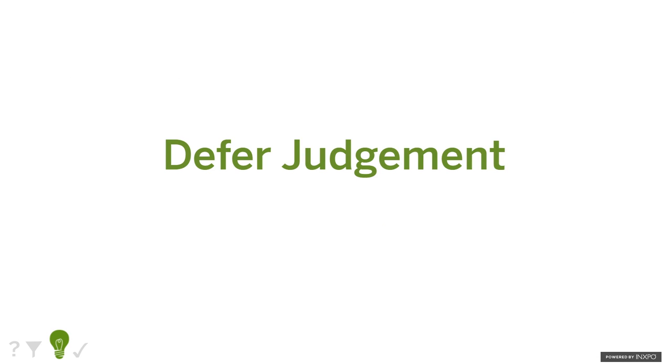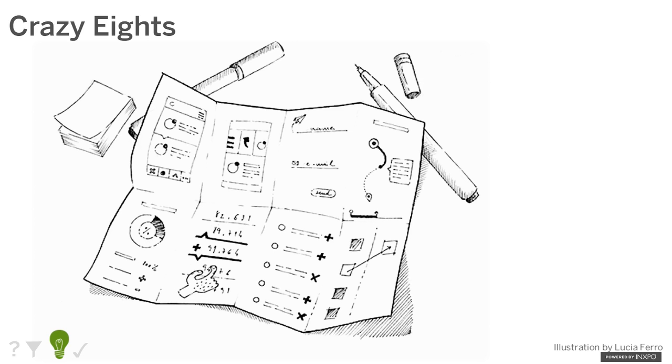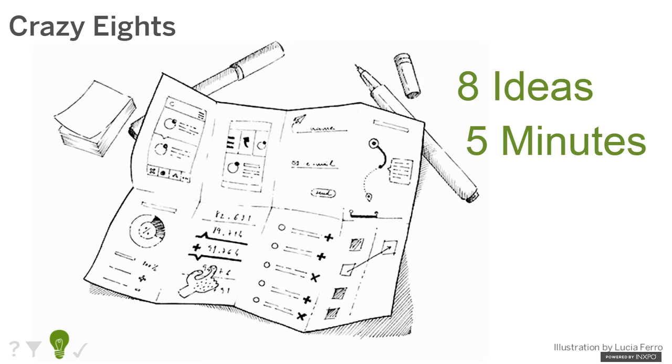Before I get into those, I want to remind you that it's incredibly important during this phase to defer judgment of your own ideas or of anyone else's. Build on your crazy ideas instead of shutting them down. The first technique is called Crazy Eights. What you're going to do here is come up with 8 ideas in 5 minutes. Typically, on the design team at least, we actually do fold up papers like this one and draw an idea on each section of it.